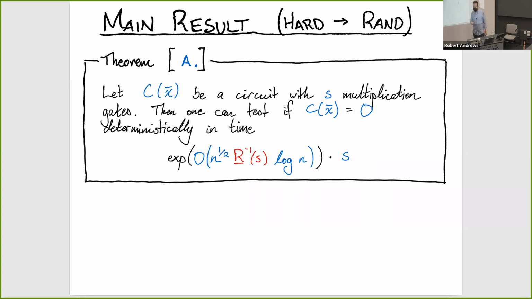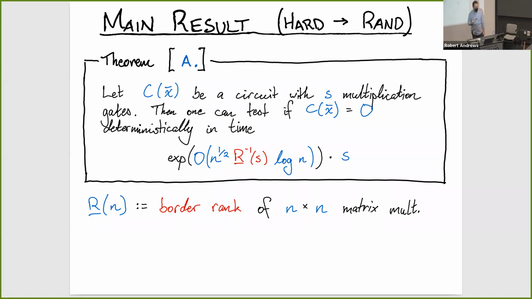So what's this R underlying function? It's the border rank of matrix multiplication. Now, if you don't know what the border rank of matrix multiplication is, you should think of it as the number of non-scalar multiplications you need to compute the product of two n by n matrices. Okay. So for example, if you remember Strassen's algorithm, Strassen shows how to multiply 2 by 2 matrices with 7 multiplications. So that says the border rank of 2 by 2 matrix multiplication is at most 7 instead of the trivial bound of 8.